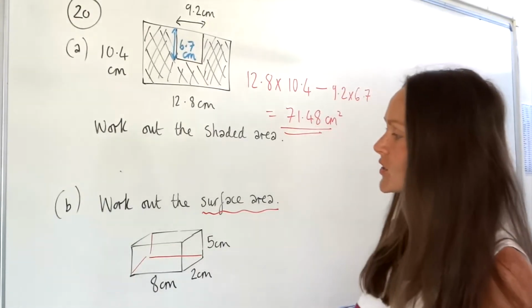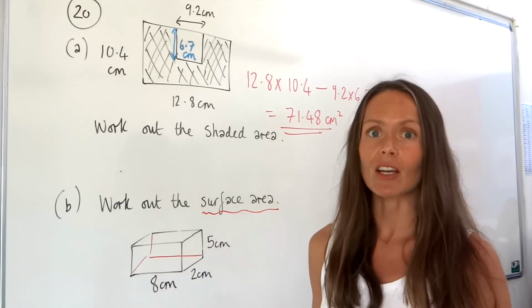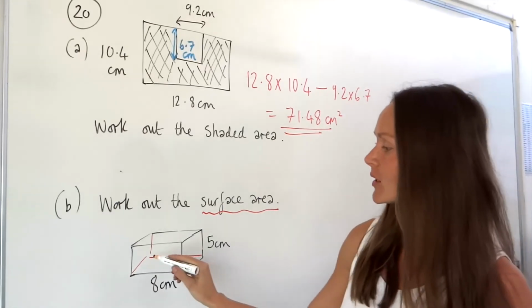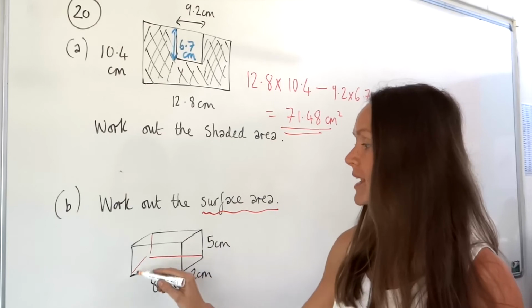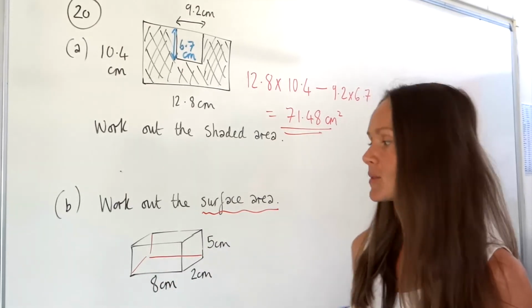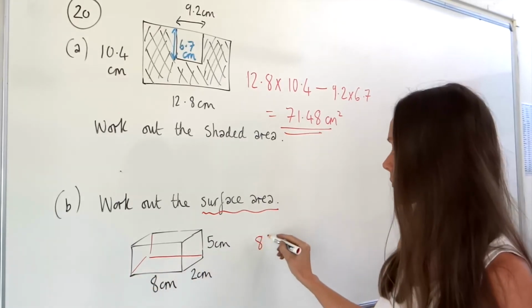For part B, we need to work out the surface area of this cuboid. So that's just the area of all the surfaces added together. If we start by looking at the base of this cuboid here, the one that's on the bottom, it is a rectangle. And remember, the area of a rectangle is base times height. So we're doing 8 multiplied by 2.